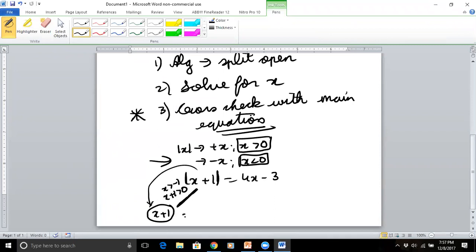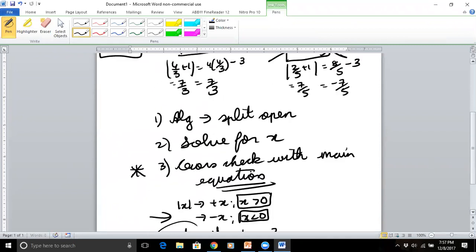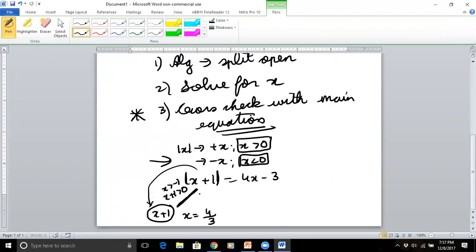So when I solve the equation, I got the solution for x here to be 4 by 3. Now you'll realize here 4 by 3 satisfies the condition that it's derived from. X is greater than minus 1 should be the condition. 4 by 3 is definitely greater than minus 1. But if I take the second case, mod of x is minus x when x is less than 0. So what comes out of the mod here is minus of x plus 1 when x is less than 0. That is when x is less than minus 1.